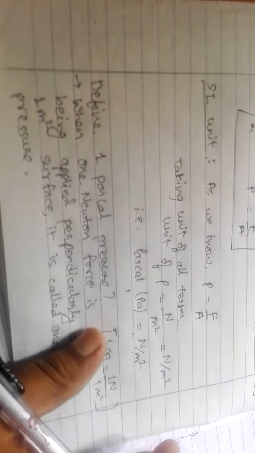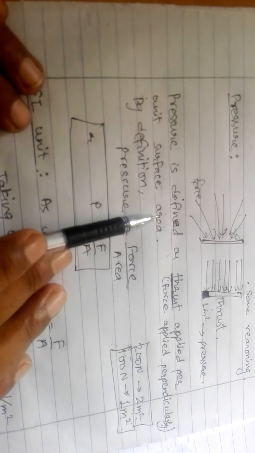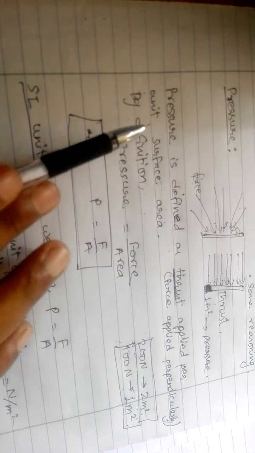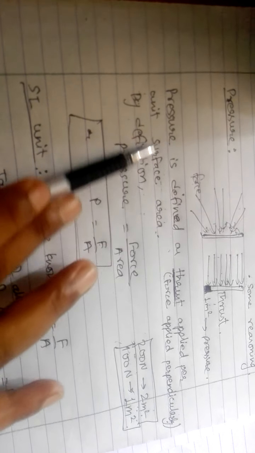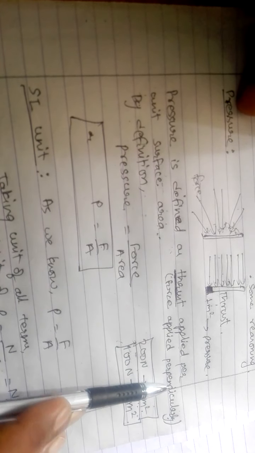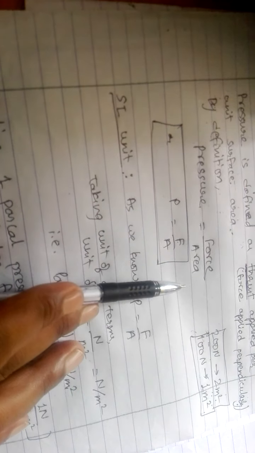Okay, up here let's revise it once again. Pressure is defined as thrust applied per unit surface area, or pressure is defined as force applied perpendicularly per unit surface area. And from that definition we get pressure equals force upon area.